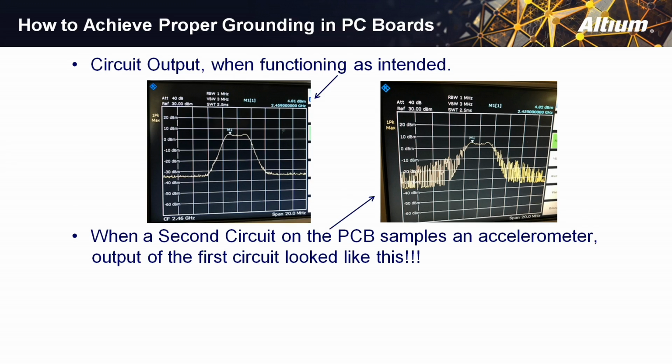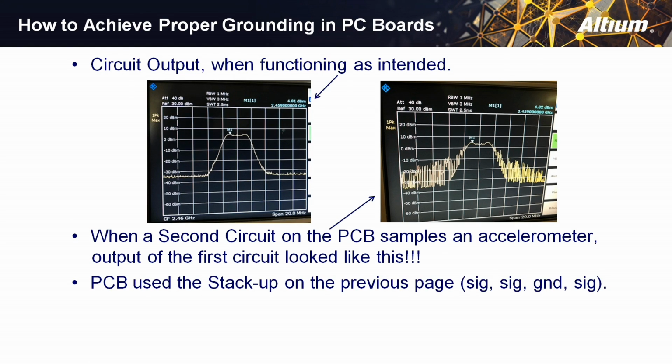First question I asked them, where are your ground planes? What's your board stack up? Well, needless to say, they had a compromised board stack up. They used the same board stack as the previous slide. Signal, signal, ground on 3, 4-layer board, signal, signal, ground on 3, signal on 4. And the signals on 1 and 2 were cross-coupling like nobody's business.